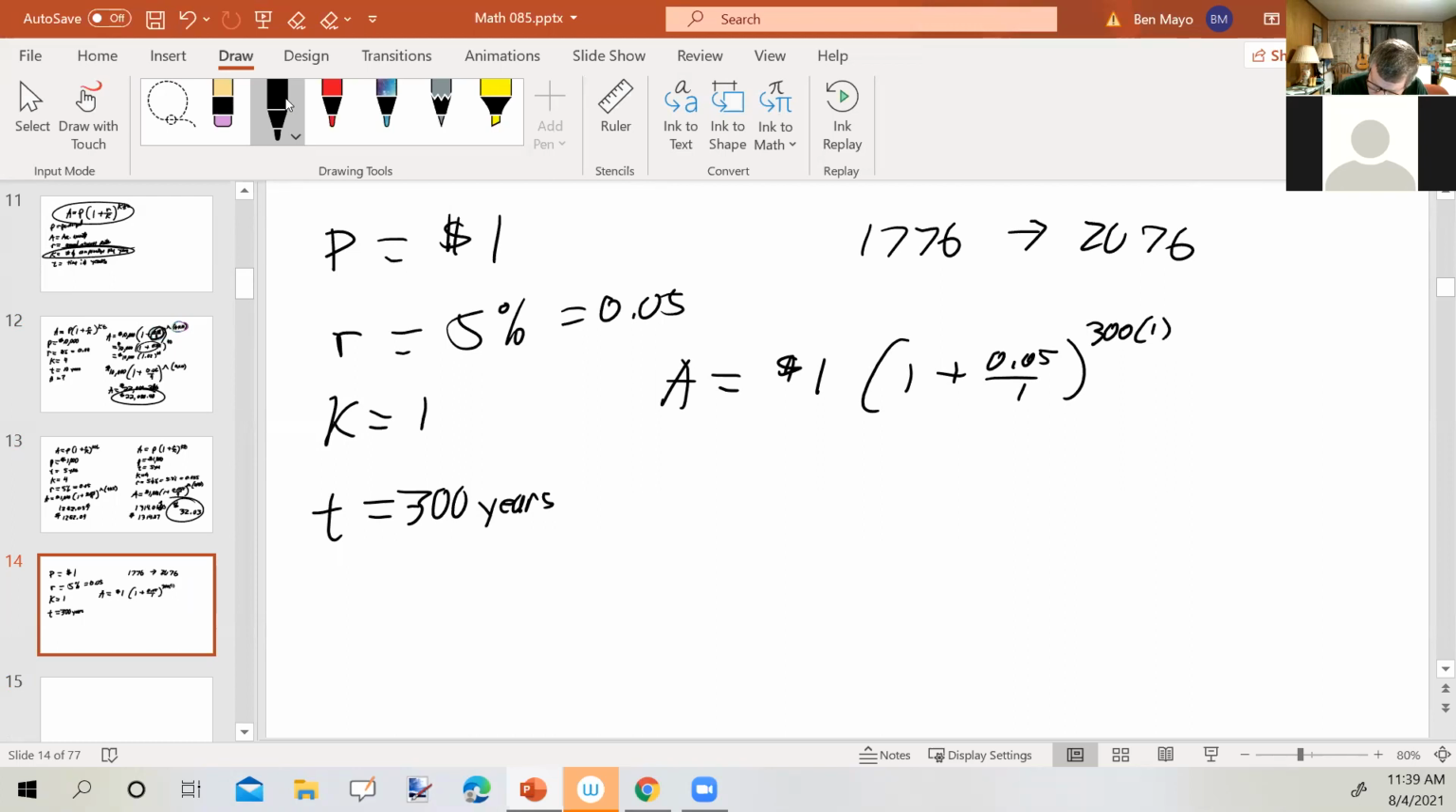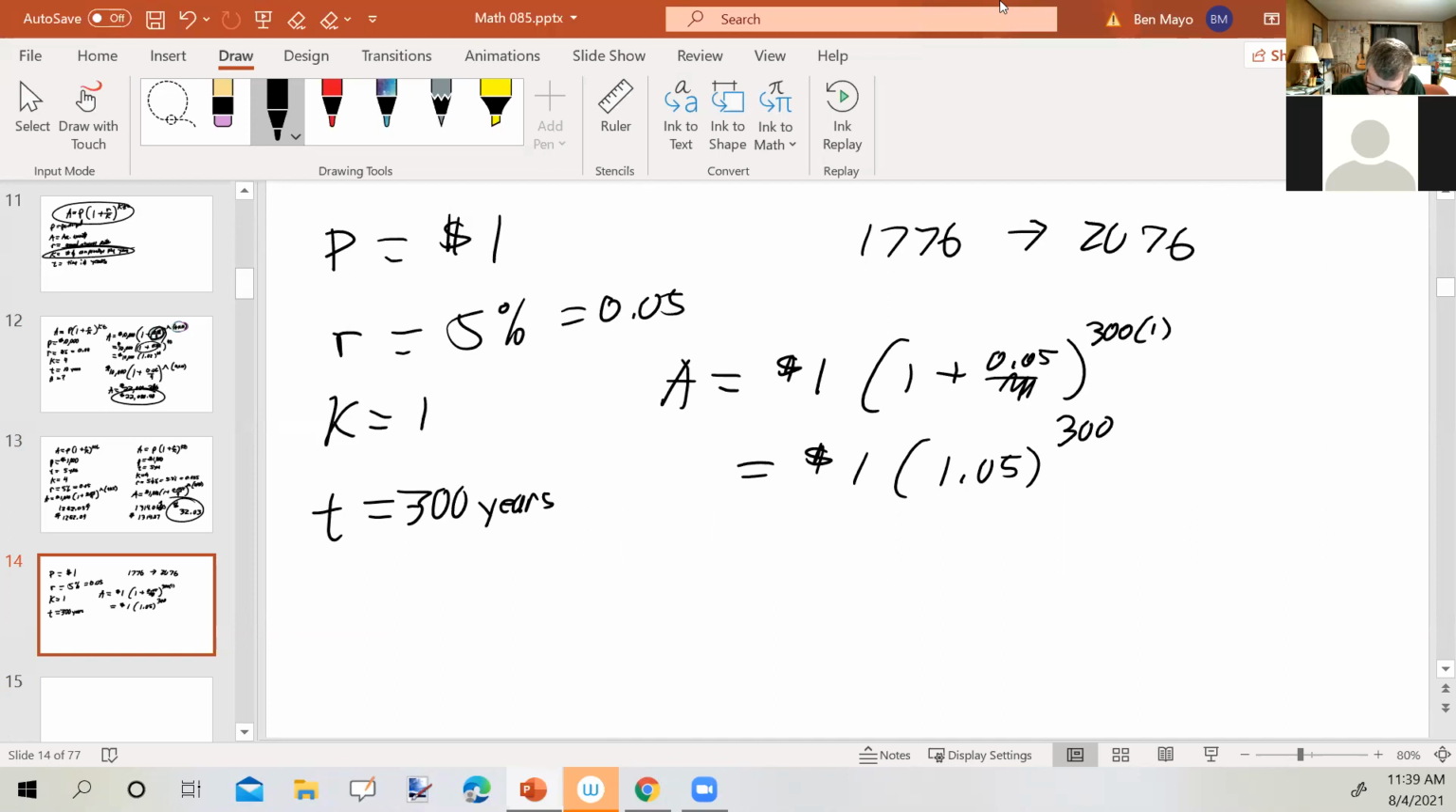And 300 times 1, okay? So basically, that's what's 0.05 divided by 1? That's just 0.05. And 1 plus that is going to be this. So this one simplifies easily. So 1, oops, turn the calculator on first. 1 times 1.05 raised to the 300th power.